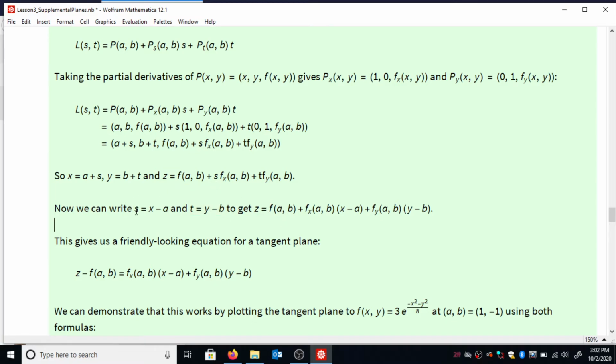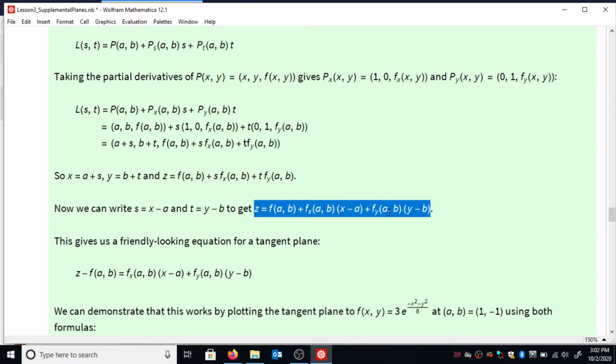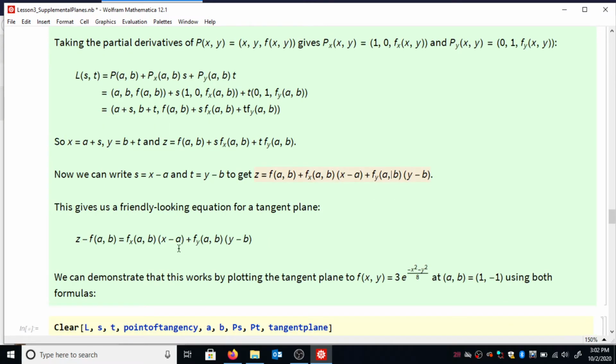So now I rewrote it as s equals x minus a and t equals y minus b. But the important thing is I'm replacing this s with x minus a. I'm replacing this t right here with y minus b. And what do you get? This beautiful equation for a tangent plane. It's nice and friendly looking because it looks very reminiscent of the equation for a tangent line. It almost looks like point-slope form for the equation for a tangent plane.